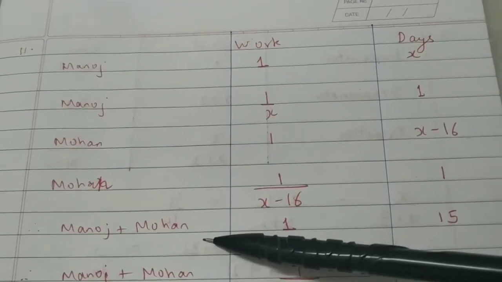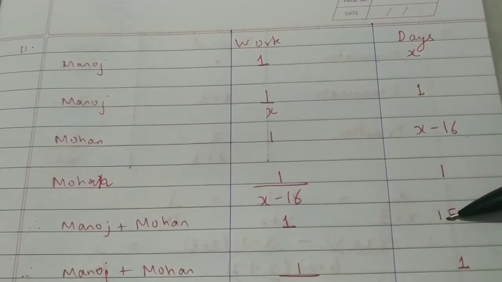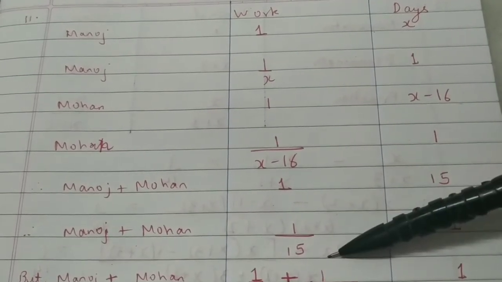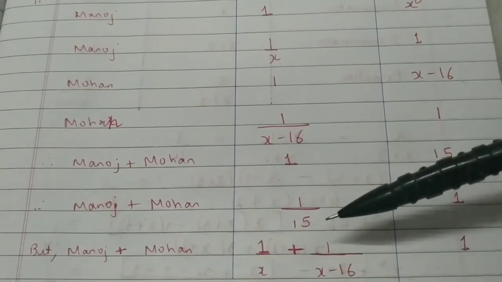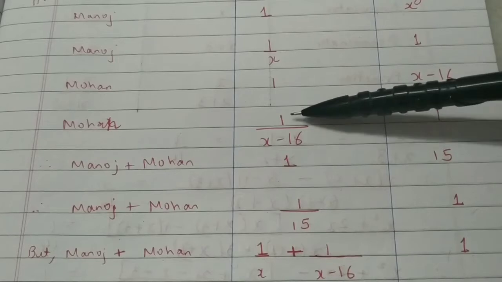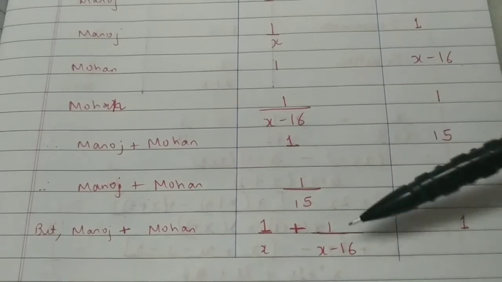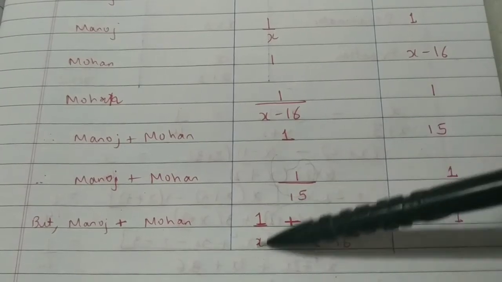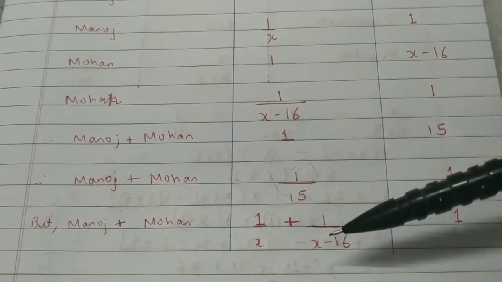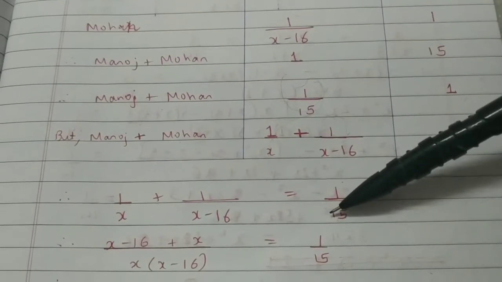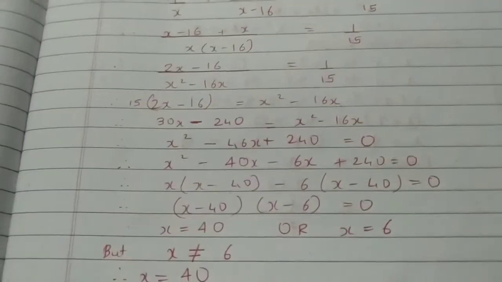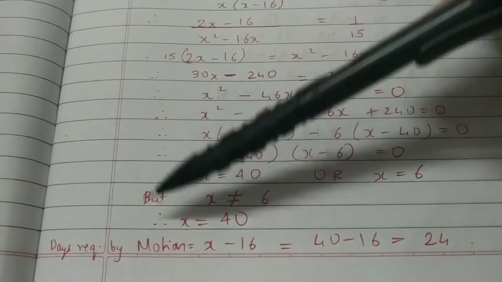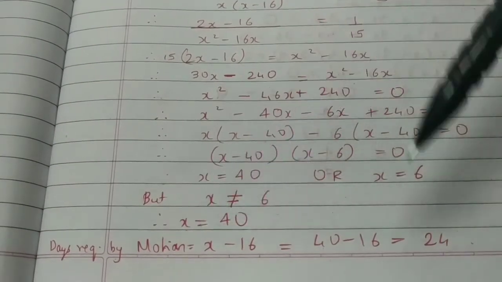Now Manoj plus Mohan can do one work in 15 days as per the question. So in one day how much work can they do together? 1 upon 15. But according to our calculations, in one day they can do 1 upon x plus 1 upon x minus 16 work together. That means this is the 1 day work, and this is also the 1 day work of both of them together. That's how we get our quadratic equation, which we solve, and then we get the final answer of x. But don't stop there, because they want the days required by Mohan, which is 24 days.